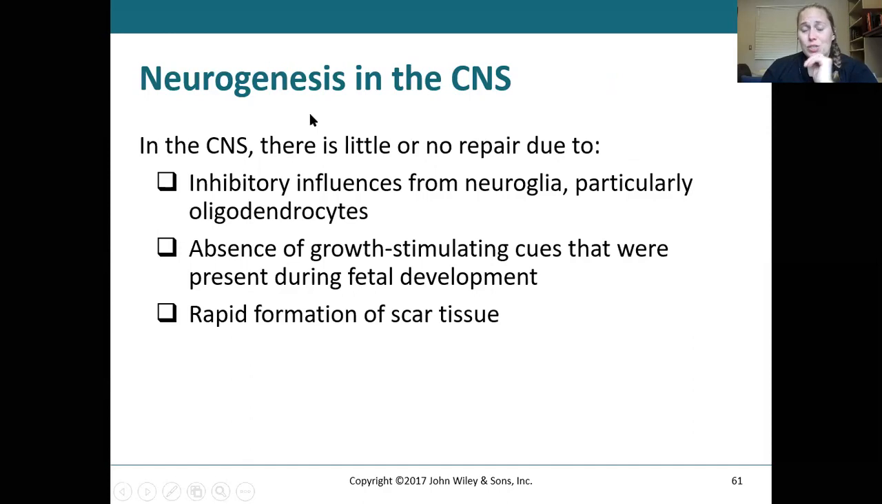Okay, neurogenesis, or the generation of new neurons, basically doesn't happen very often. Inhibitory influences from neuroglia, especially oligodendrocytes, stop that repair from happening, absent the gross stimulating cues that were present during fetal development. Again, that's what causes these neurons to divide. And so that's what's upregulated during fetal development, where you've got a ton of brain neurogenesis exploding. And then you also have rapid formation of scar tissue.